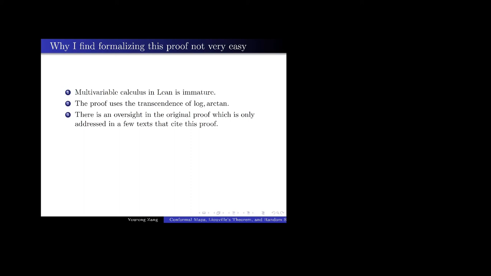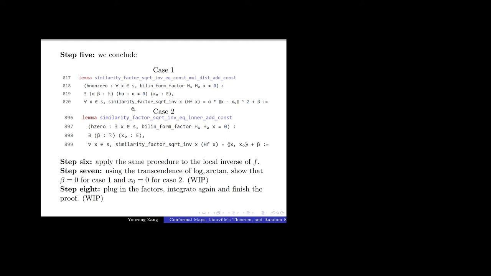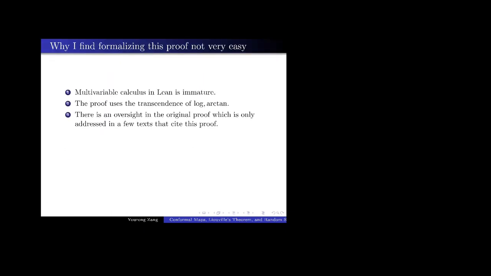Third, there's an oversight in the original proof, which is addressed in very few texts that cite this proof. The original proof does not distinguish these two cases. The original paper only provides a proof for the first case, and that is not applicable to the second case. And of course, the proof refers to very different matters that are hard to put together. For example, if I want to use the irrationality of pi or e, I need to write a long proof that puts these different lemmas together and gets the result I want.